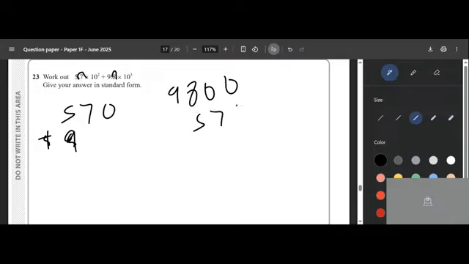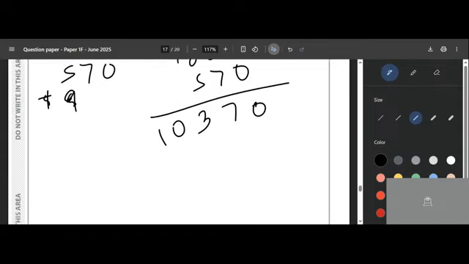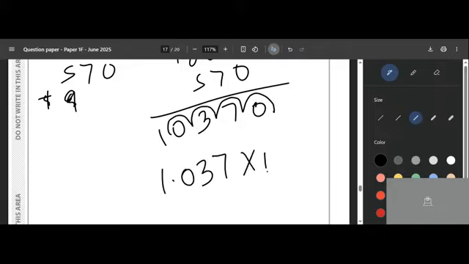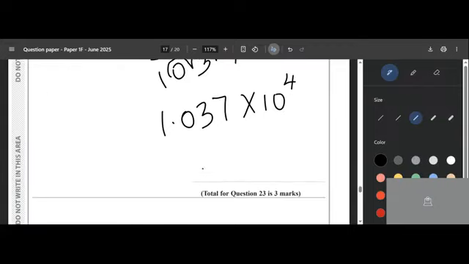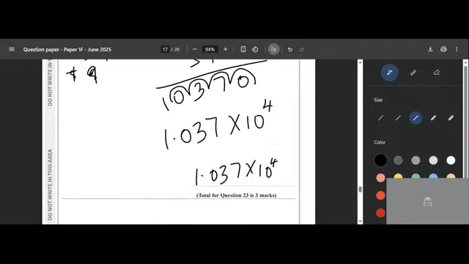So we have 570. So we have 0, 7, then 13, 10. So in standard form, from this way forward, we have 1, 2, 3, 4. So it will be 1.037 times 10 to the power 4. I have moved 4 steps to the left. So this is what I'm supposed to get as the answer for that equation.